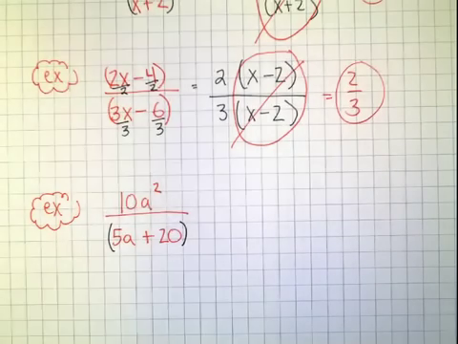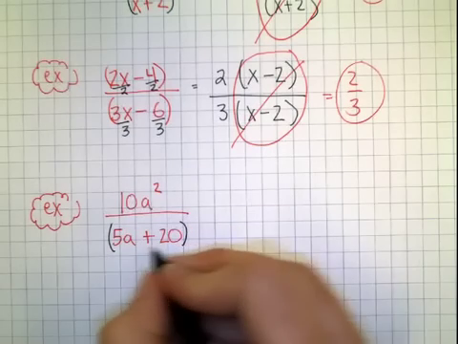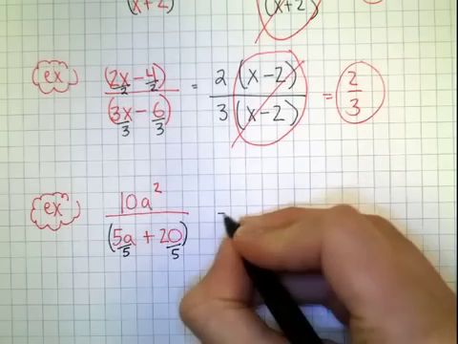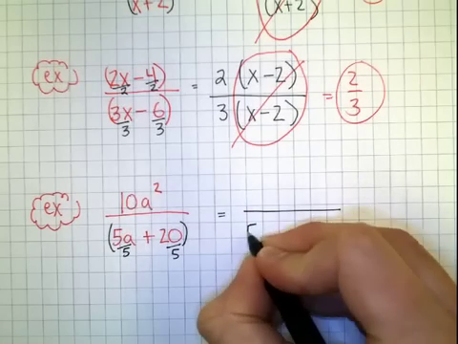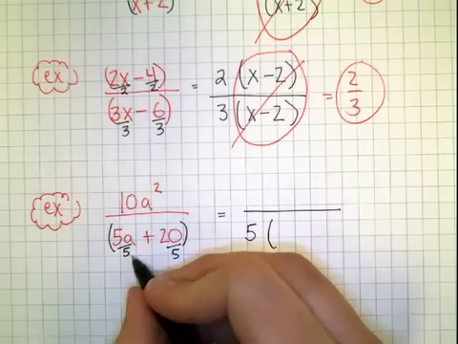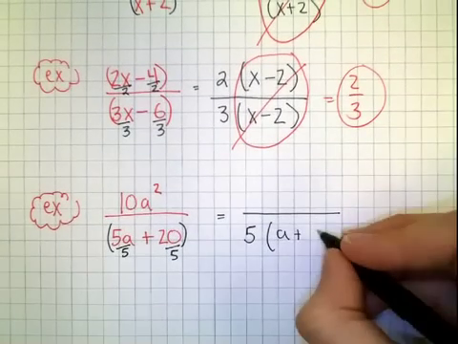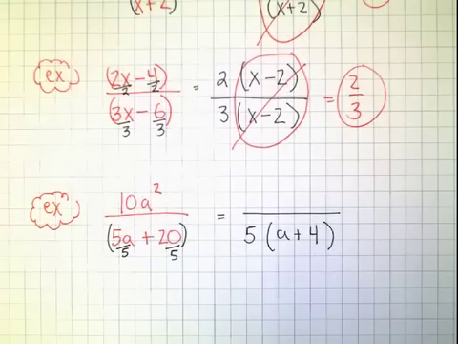So what I'm going to do is look at this and think about the bottom: what could I pull out of 5 and 20? Well, I could divide them each by 5. And I'm going to rewrite this fraction. I'm going to pull the 5 out, and I'm going to have 5 divided by 5 is 1a, plus 20 divided by 5 is 4, a plus 4.